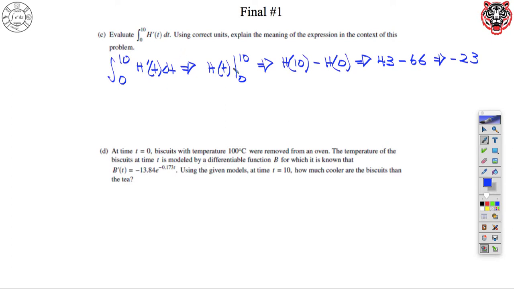All right, so it's negative 23, and I also need to, using correct units, explain what that meant. So this thing, integral between 0 and 10 of h prime of t dt.